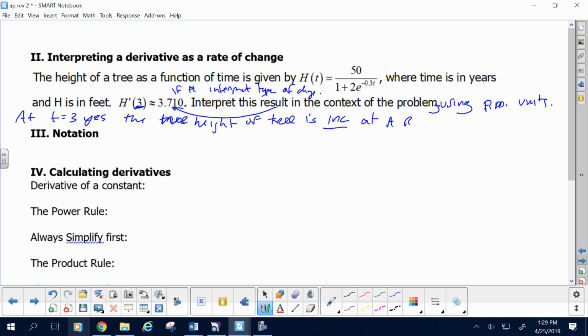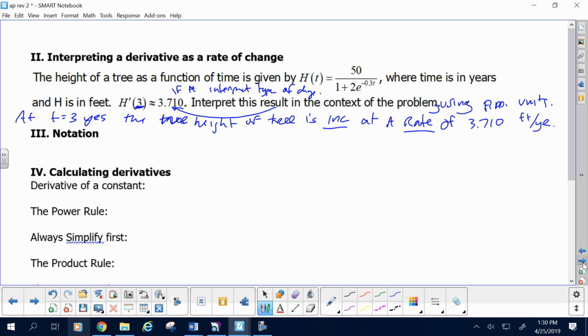Here's the key word for the whole sentence. If they don't see that you're interpreting a derivative and they don't see the word rate in there, you're out. Okay, that is a derivative. Increasing at a rate of 3.710 what units? Feet per year. I think that would cut it. But you want rate in there, okay?